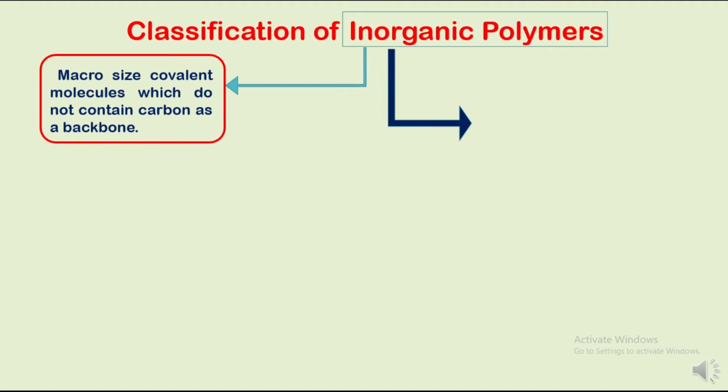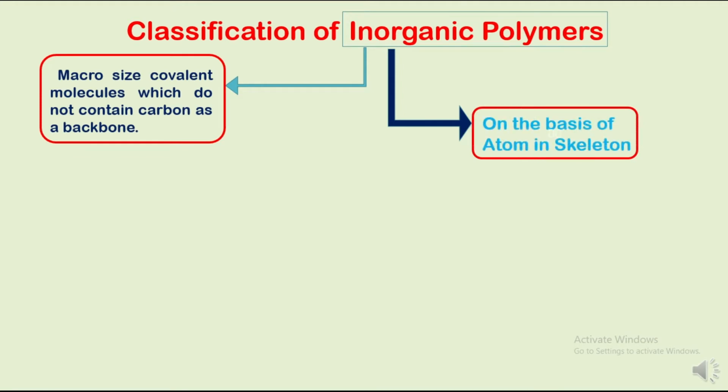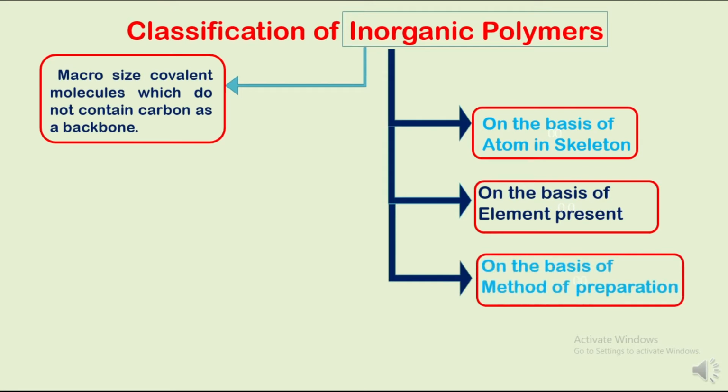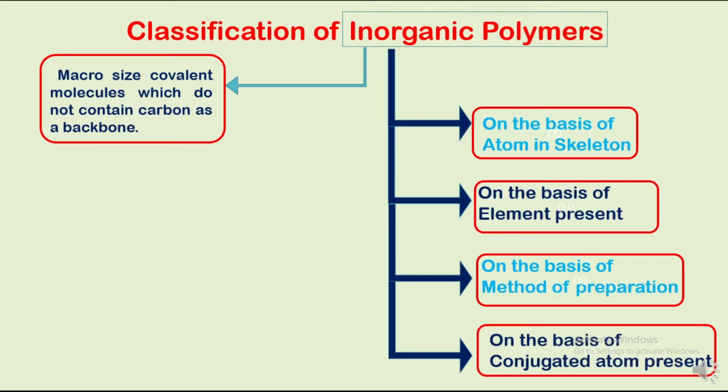Now, classification of inorganic polymers. The first classification is based on the atom in the skeleton. The second classification is based on the element present. The third classification is based on the method of preparation. And the fourth classification is based on the conjugated atom present in the polymer. We will discuss them one by one.